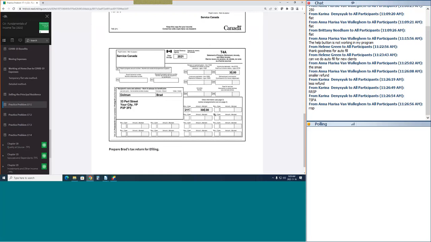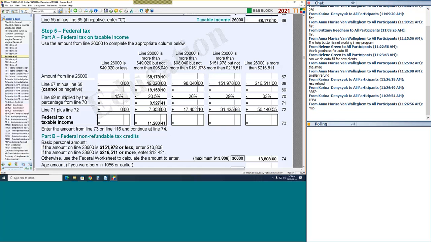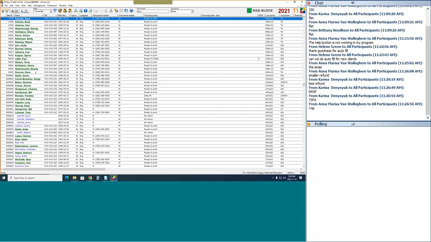Hopefully you were able to find the T4A box 211. If not, I'm going to remind you where to get that one from. Remember, there's that box where you can open up extra fields inside a T4A. It's the one that says other income 28+. You're going to find a lot of your COVID benefits in there as well. And let's see how we did. I'm going to find Brad Dolman now.